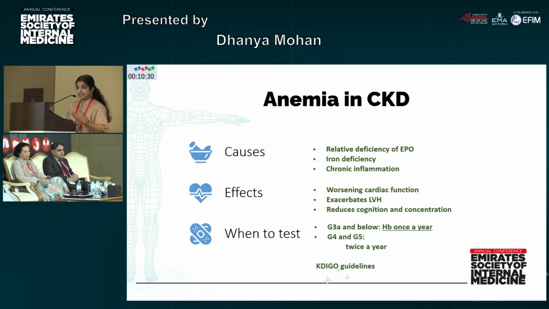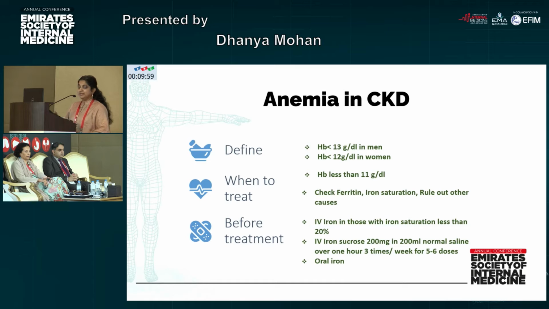It is important to identify the effects of anemia. It can cause worsening of cardiac function, worsening of cardiac failure, exacerbate left ventricular hypertrophy, and it can impair cognition and concentration. So the KDIGO recommends that in patients with CKD stage 3 and below, it's recommended to check hemoglobin once a year, and in grade 4 and 5, at least twice a year. Very often in our practice, we test more than this, but these are the minimum recommendations. And anemia is defined as hemoglobin less than 13 in men and 12 in women. And it is necessary to treat the anemia when the hemoglobin is less than 11 grams per deciliter.